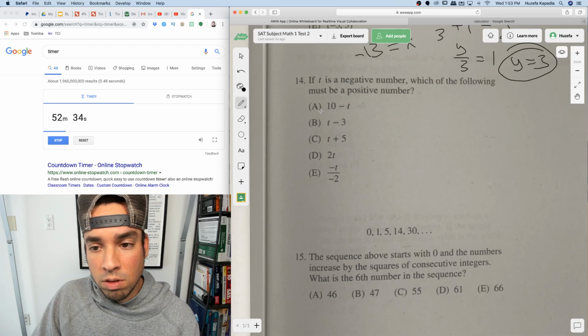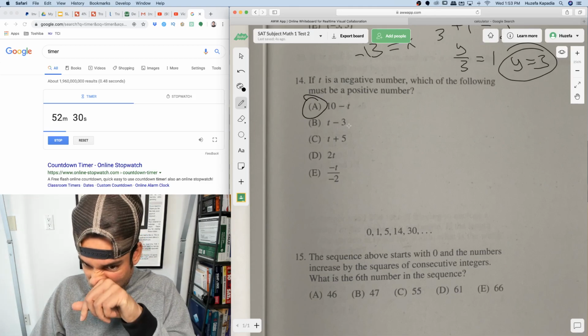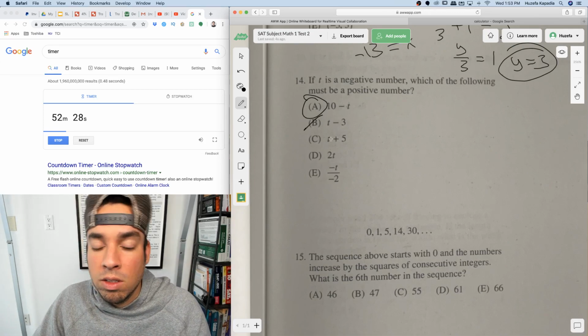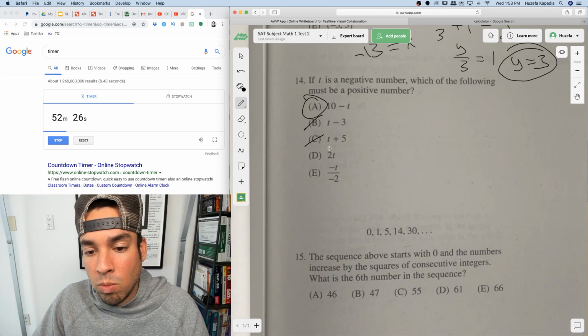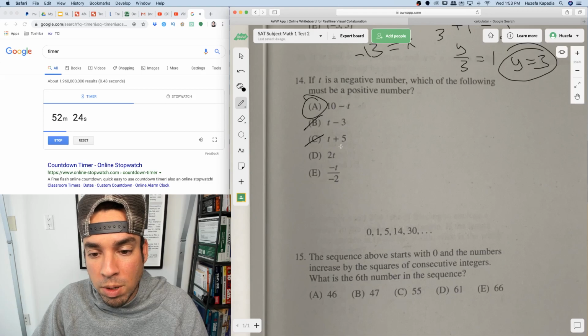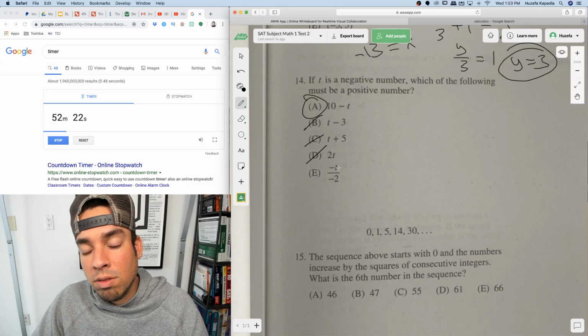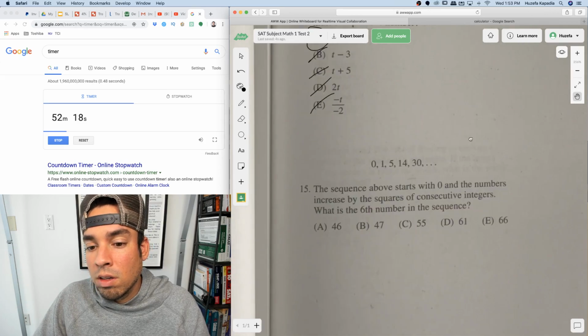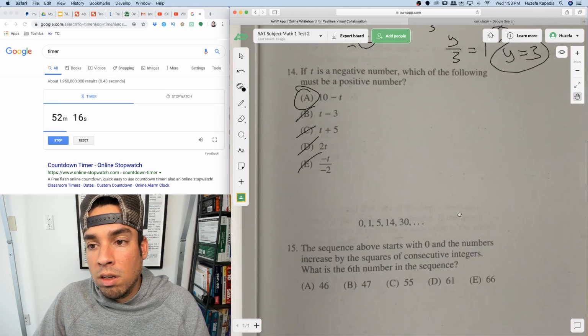Okay, next, if t is a negative number, which of the following must be a positive number? This one, because it would make it positive, so yes. This one is definitely negative. This one could be either or, depending on what it's negative 6, it's negative, negative 4, it's positive. This one is definitely negative. This one is negative. Following must be positive, yeah.